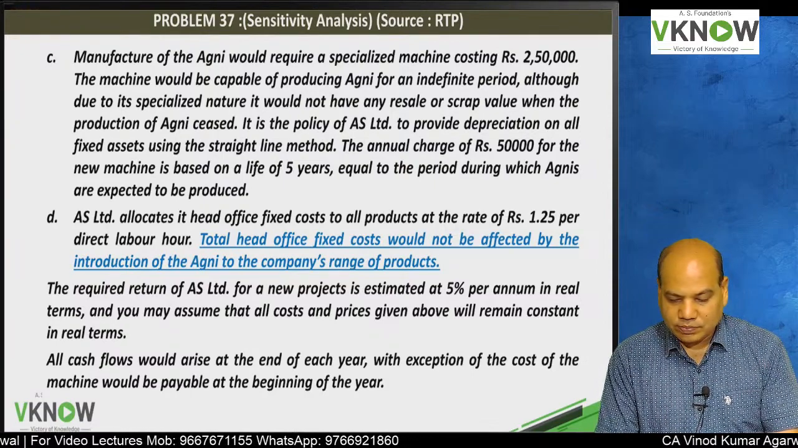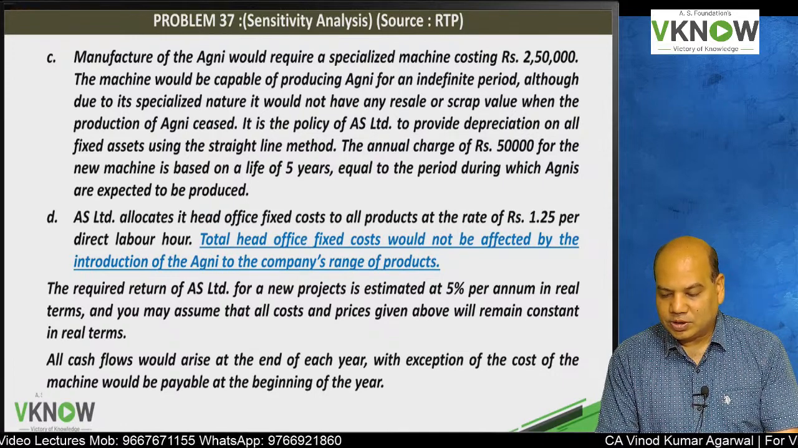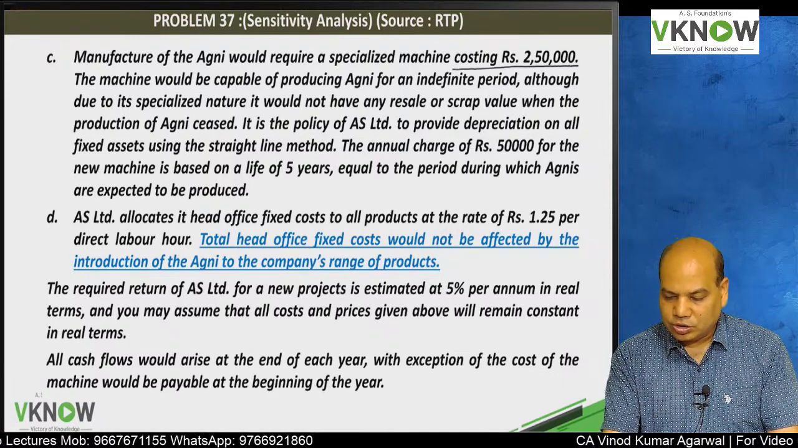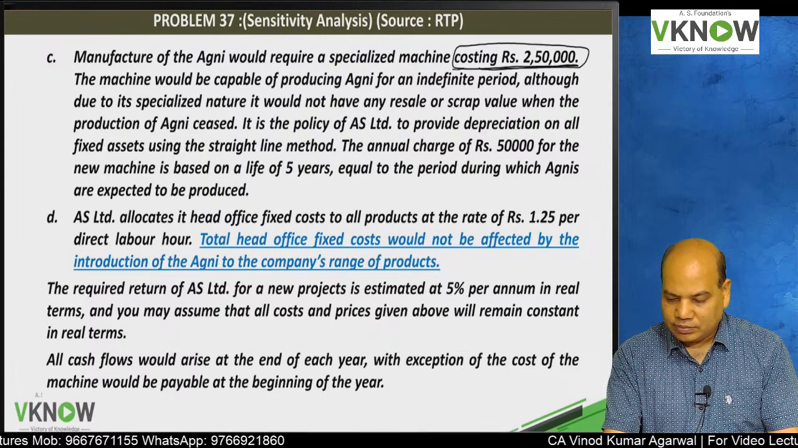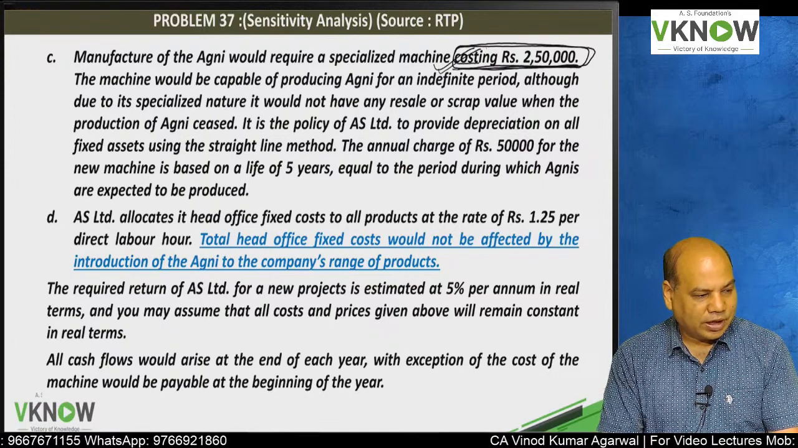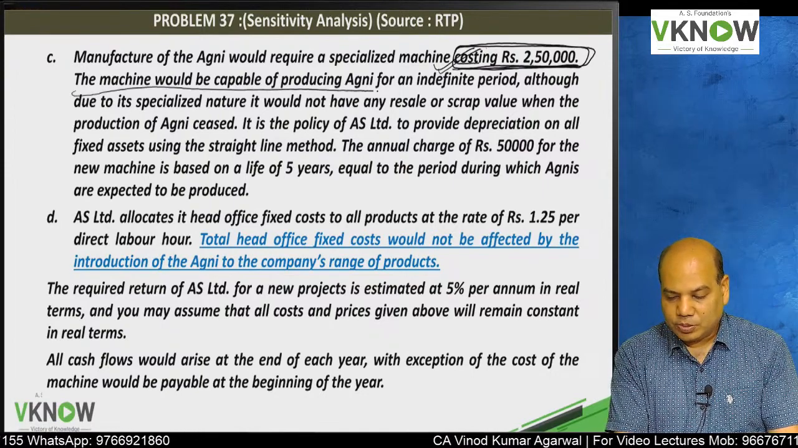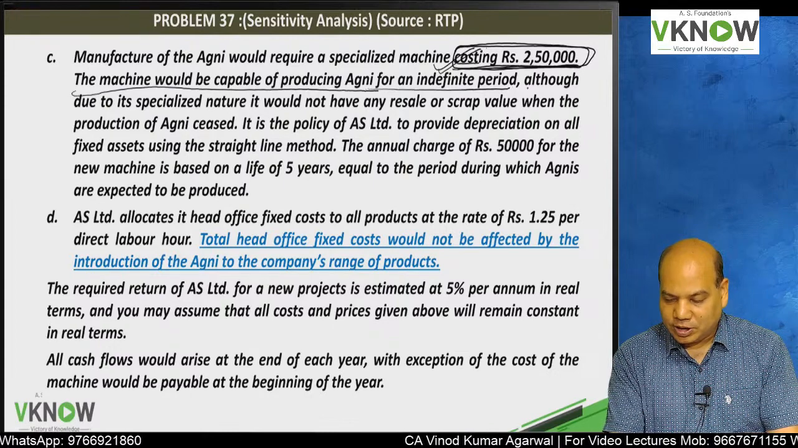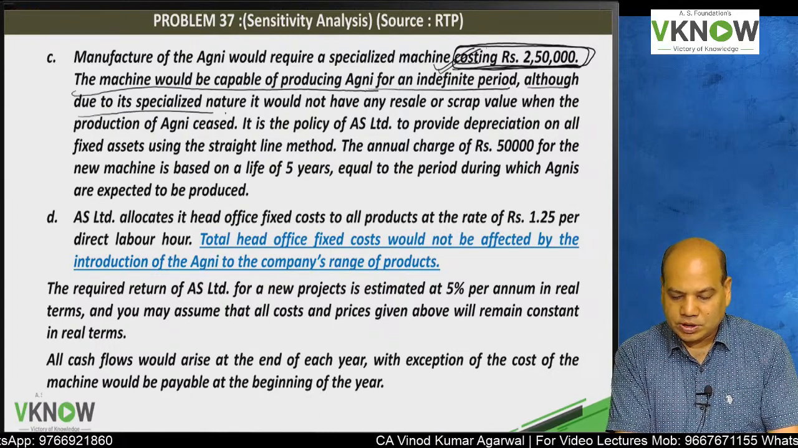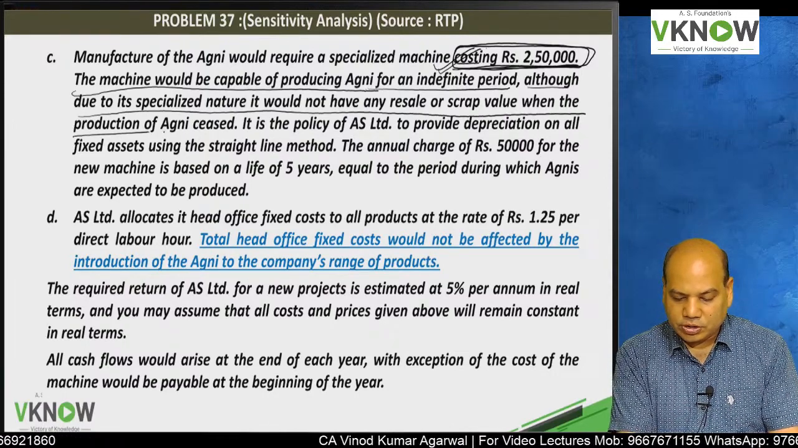Now next is point number C. Manufacture of Agni would require a specialized machine costing 2,50,000. Underline, this is my initial investment. Relevant? Yes. The machine would be capable of producing Agni for an indefinite period, although due to its specialized nature, it would not have any resale or scrap value when the production of Agni ceased.